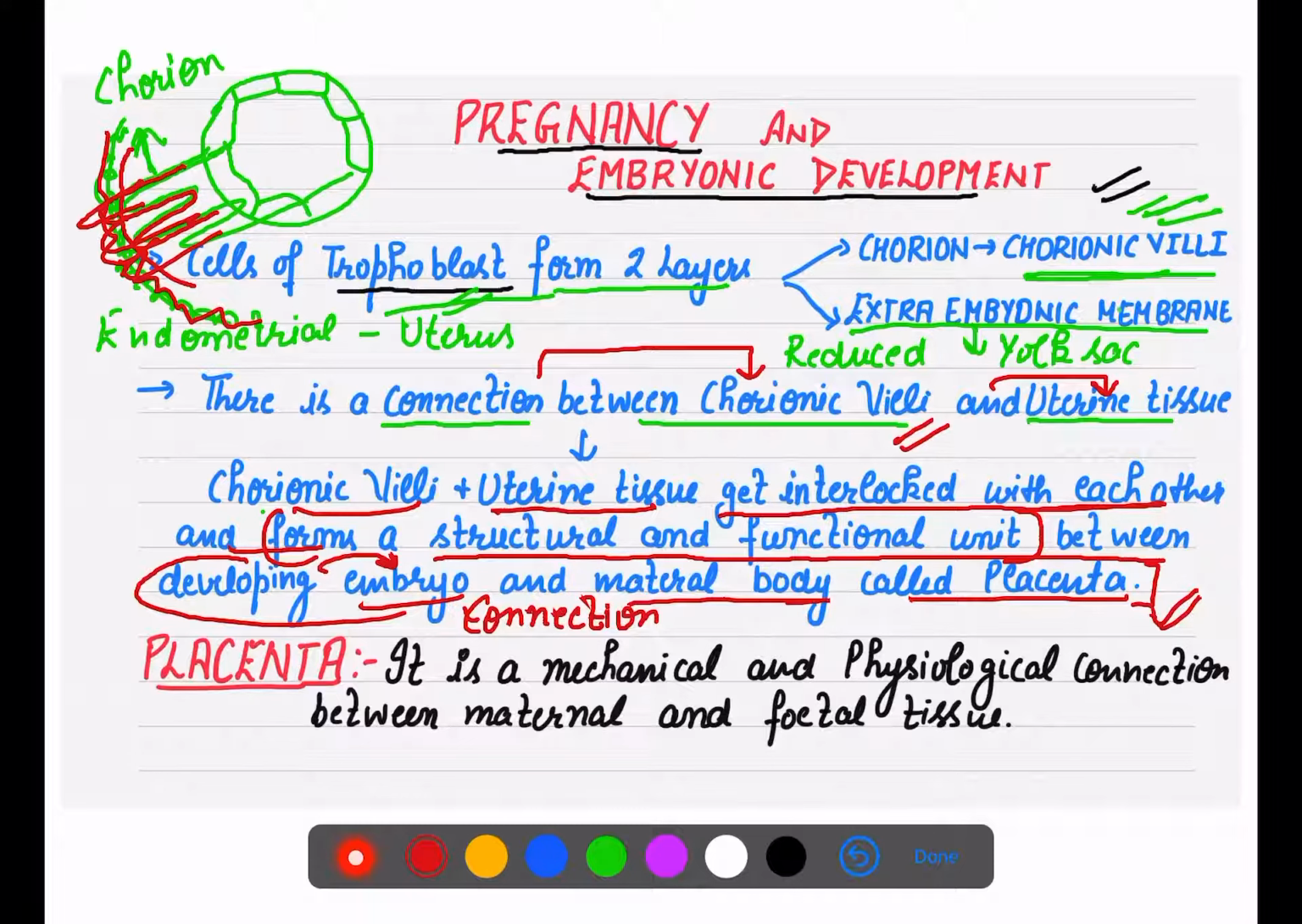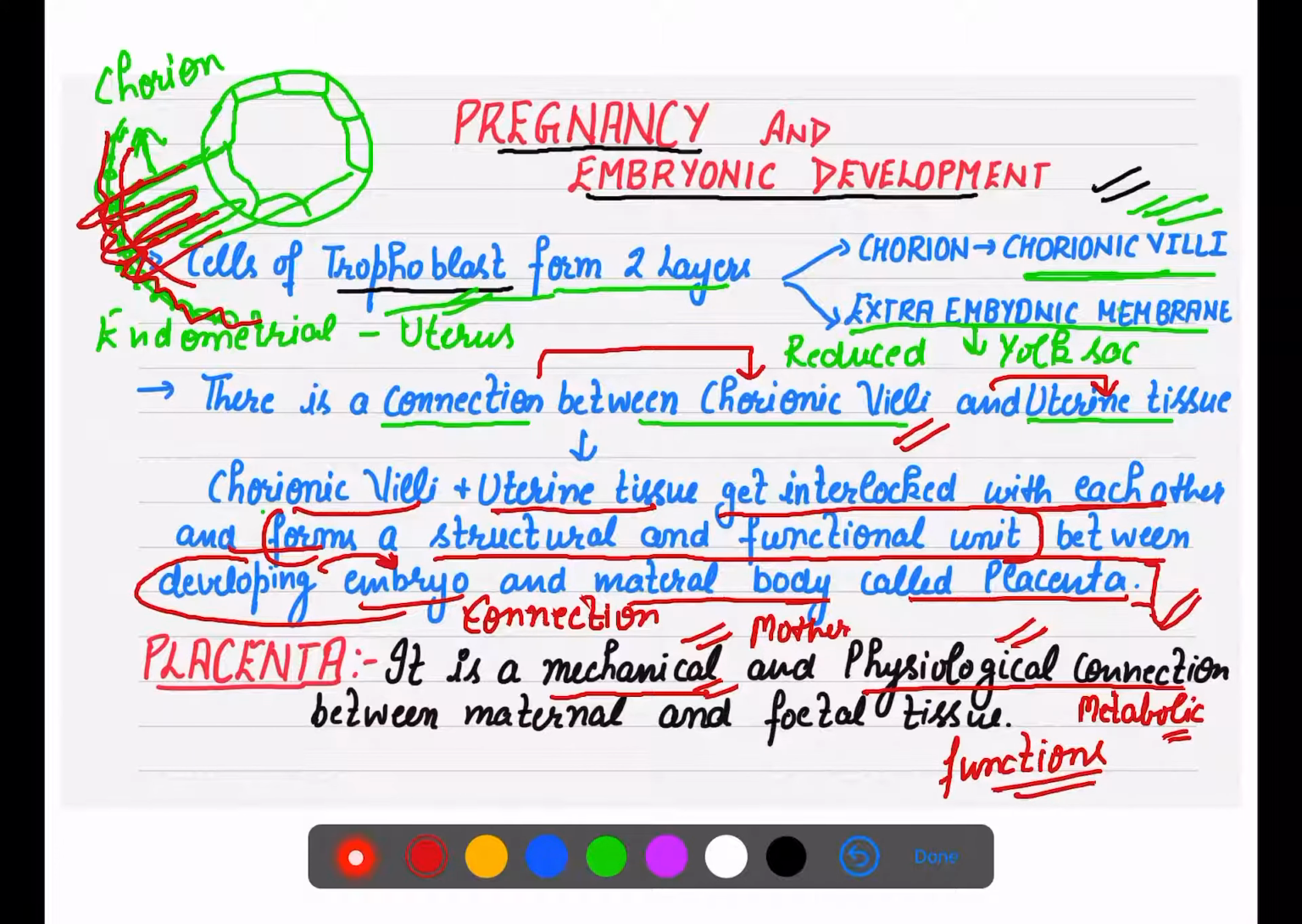So if you have to write the definition, what is placenta? It is a mechanical and physiological connection, as you know, because many functions and many things are dependent on the placenta. It is a physiological connection because many metabolic activities are involved here. We write mechanical connection because it is connecting the mother's side part to the fetal side. So mechanical and physiological connection between maternal and fetal tissue, that is the definition of placenta.